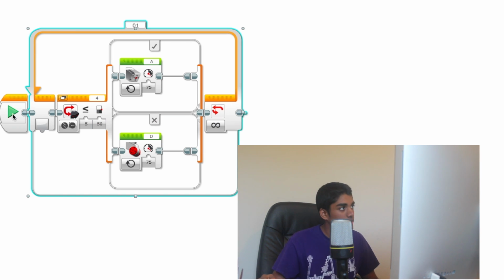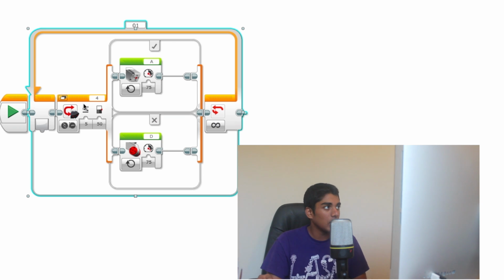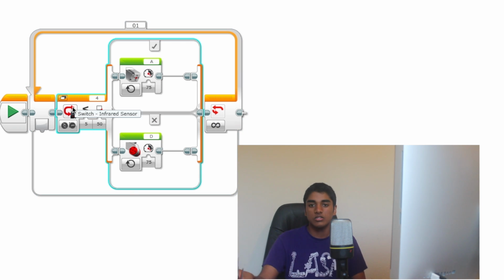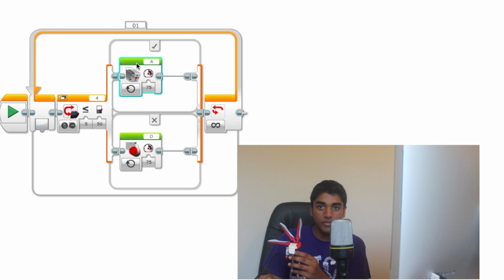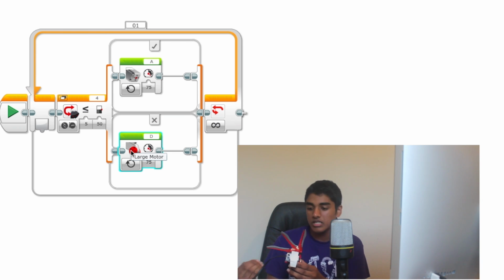This means that as soon as we click the start button, the loop is going to execute everything that's within it infinite times. So we're going to constantly be checking whether there's a hand in front of the infrared sensor or not. If there is, then we're going to move the medium motor, and if there's not, then we're going to move the large D motor. Does that make sense to everybody?